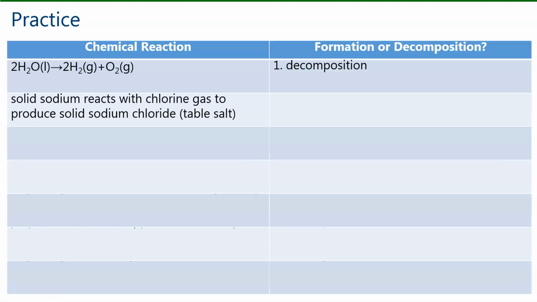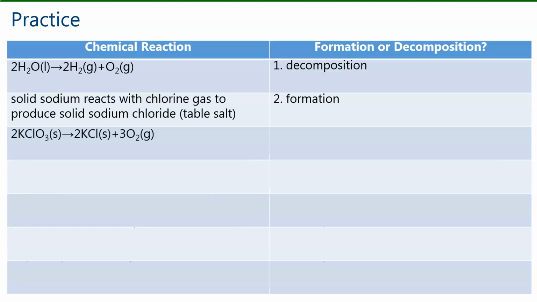Our next example is a description of a chemical reaction. It says solid sodium reacts with chlorine gas to produce solid sodium chloride or table salt. What type of equation is this, formation or decomposition? This is formation because we have an element plus an element giving us a compound.